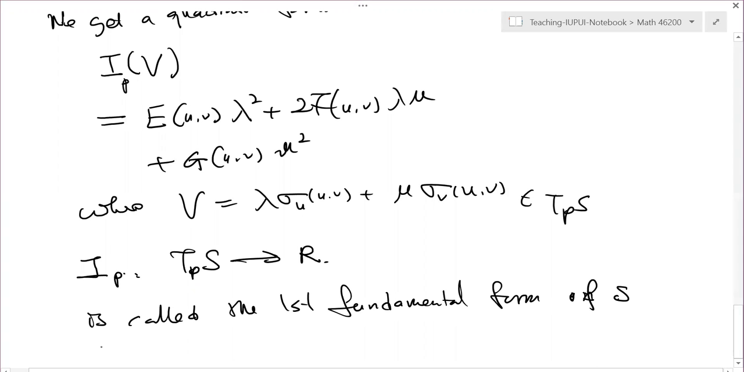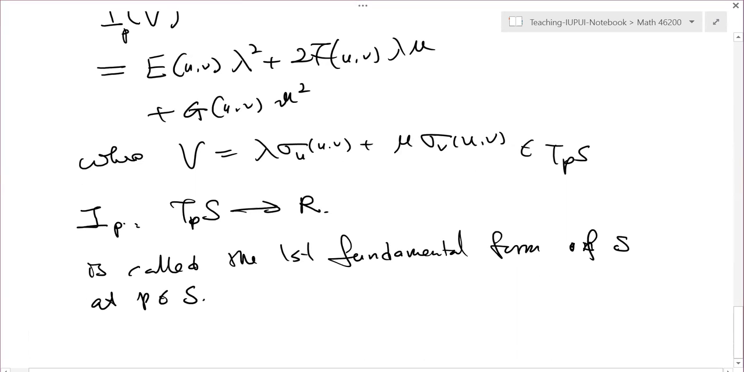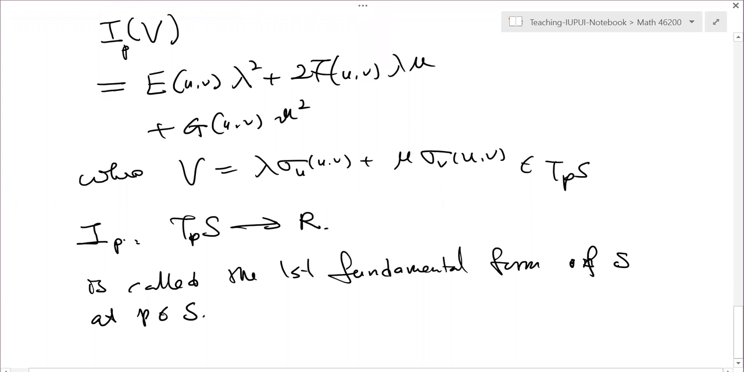Of the surface at the point, okay? It's expressed in terms of a surface patch. The second fundamental form is really independent of the choice of a surface patch. Okay, but you can express it using a surface patch. Because otherwise, how do you compute it?